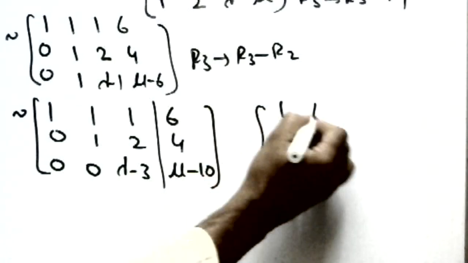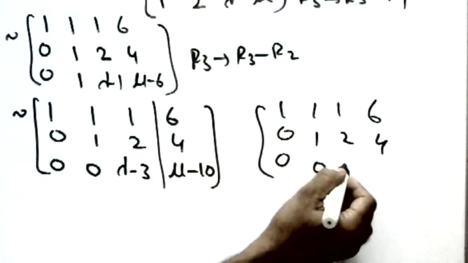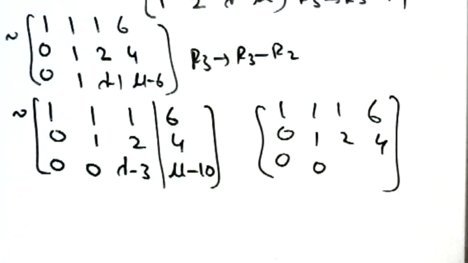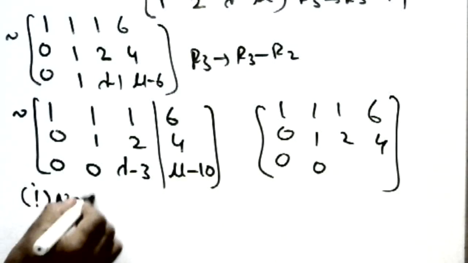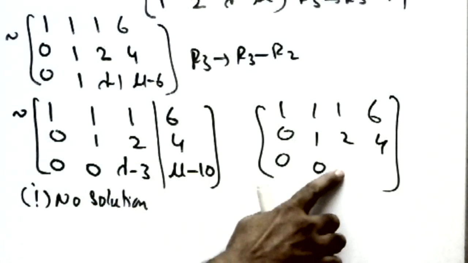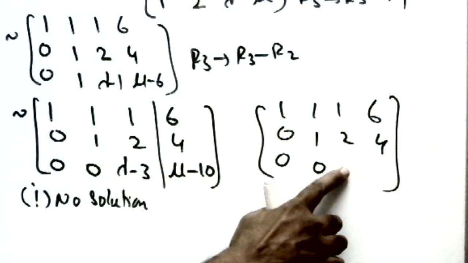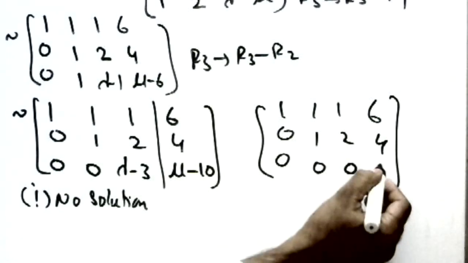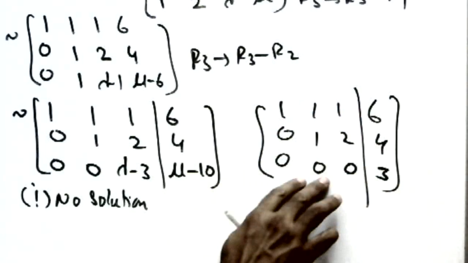I will take one example. Suppose we are having the augmented matrix 1 1 1 6, 0 1 2 4, 0 0 ... Some numbers here. Now let us see the first one. The question is, what is the condition for no solution? We already know that no solution means rank of A should not be equal to rank of AD. That is possible if the rank of A is 2 and the rank of AD is 3.